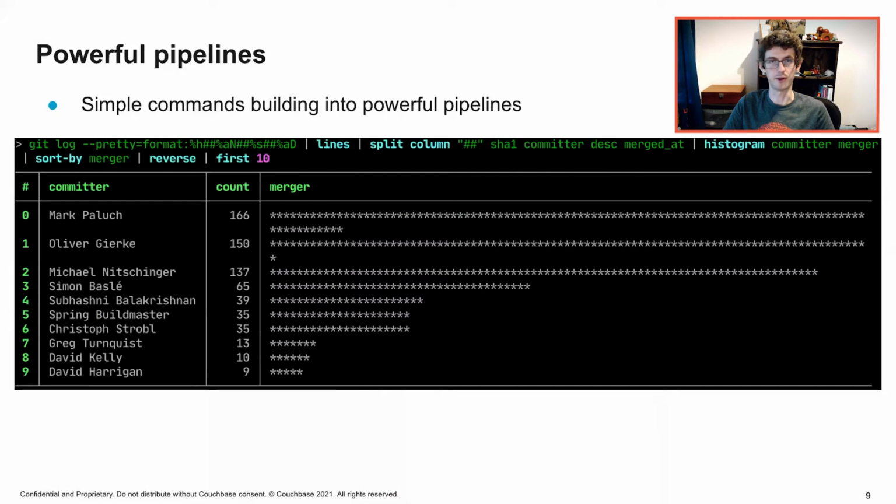We then pipe that into a histogram, sort it by the merger column, reverse it, and take the top 10. And then we get an output of a histogram that looks something like this, where we can see the name of the committer and how many commits they've got. And this is running against, I think, the old Couchbase Java SDK.